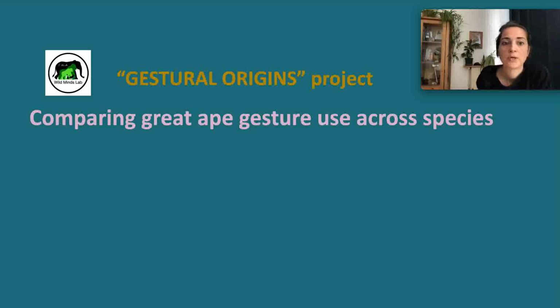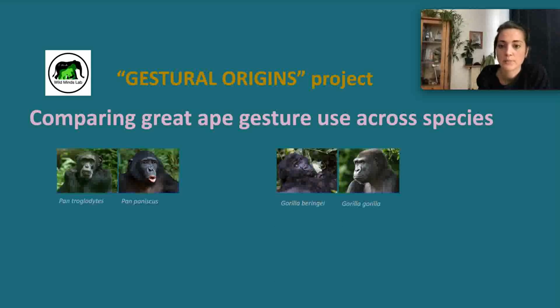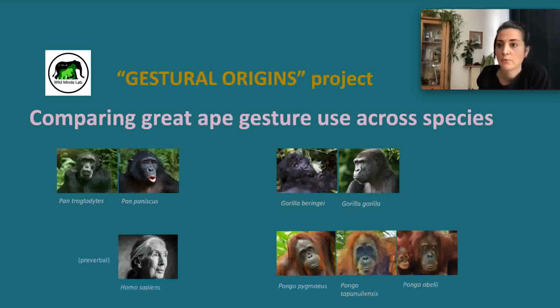It aims to compare great ape gesture use across species. So we have data on gorilla species, on the pan species, human children, and hopefully at some point as well, orang-utans. And although we have all our own research projects and aspects of gesture use we're interested in, we aim to compare all those species in the end and establish one big database.